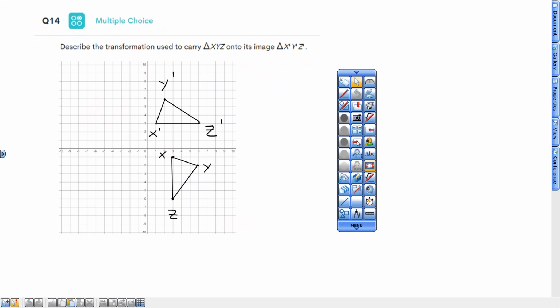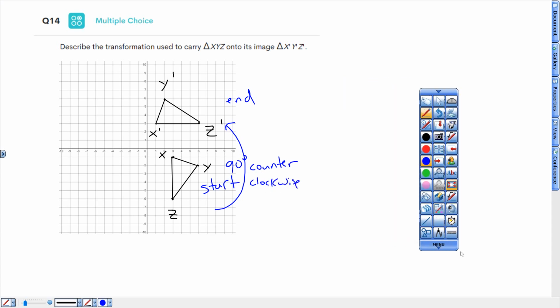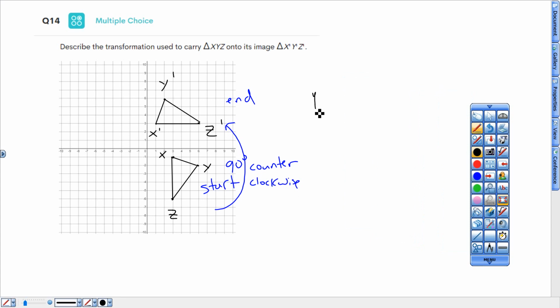Number 14, this guy. I'm going to have you rotate this. This is where it's starting. This is where it's ending. This is turning 90 degrees, and that's counterclockwise. So again, on that one, this one is 90 degrees, and that is counterclockwise. Don't miss this because you're not looking at where it's starting, where it's going.